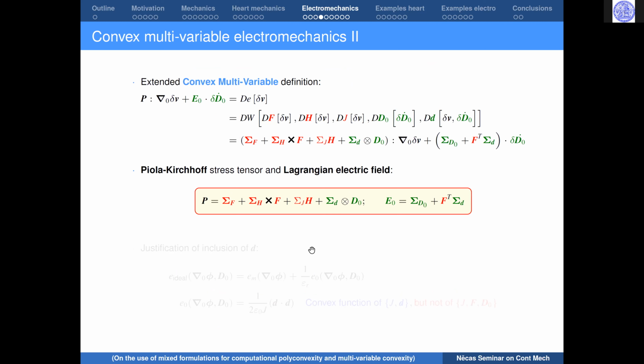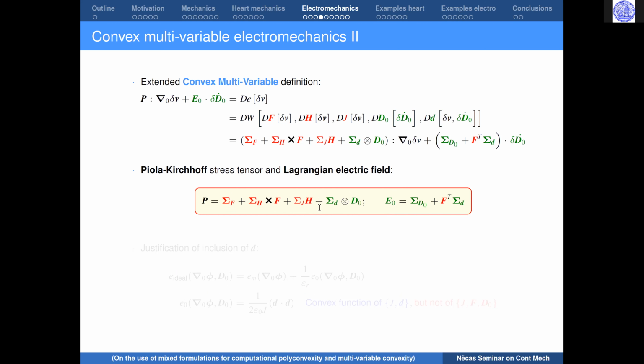Then we extended the concept that I presented for simple mechanics to the case of electromechanics. So the principle of virtual work now gets extended with this further contribution, and by applying chain rules in exactly the same manner, with an appropriate substitution, you obtain two definitions, one for Piola and one for the electric field. So Piola is like the work conjugate of your strain measures, and the electric field is going to be the work conjugate of your electric displacement.